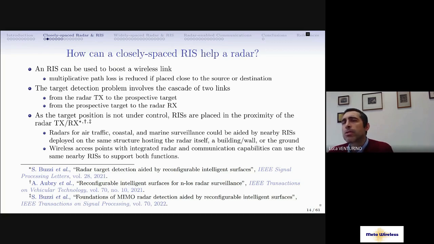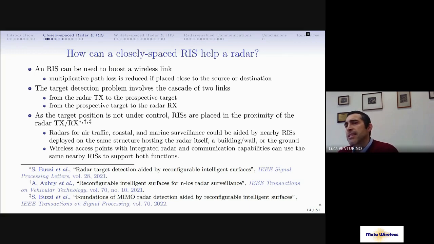Well, if we want to reduce the multiplicative path loss, what we know is that the RIS should be close either to the source or to the destination. In our context, this means that the RIS should be close to the radar transmitter or to the target or to the radar receiver. The main point here is that the target location may not be under our control. And indeed, we may not even know if a target is present or not when we have to solve the detection problem. So what is usually done is to place the RIS in close proximity of the radar transmitter or the radar receiver, or both, if we can afford to have two RIS.